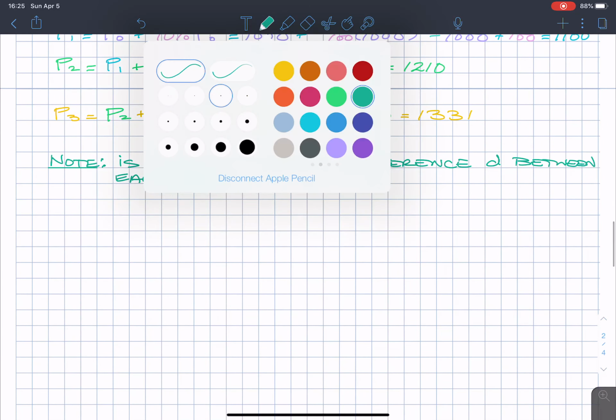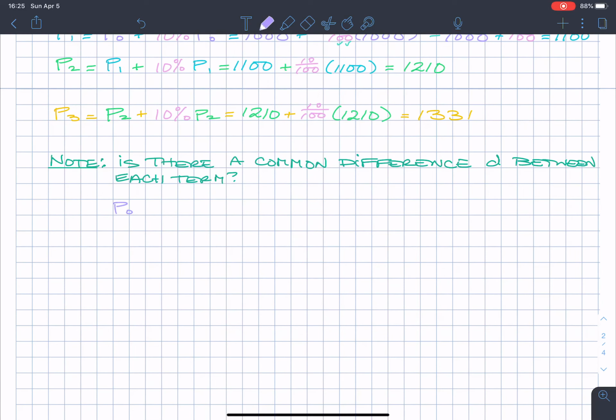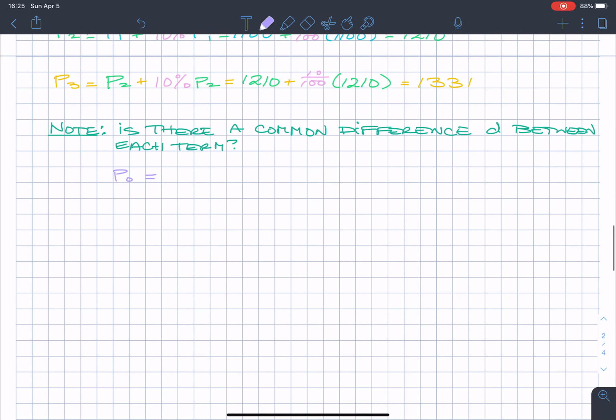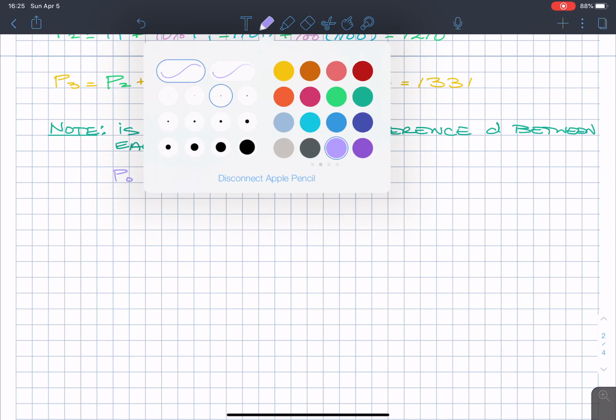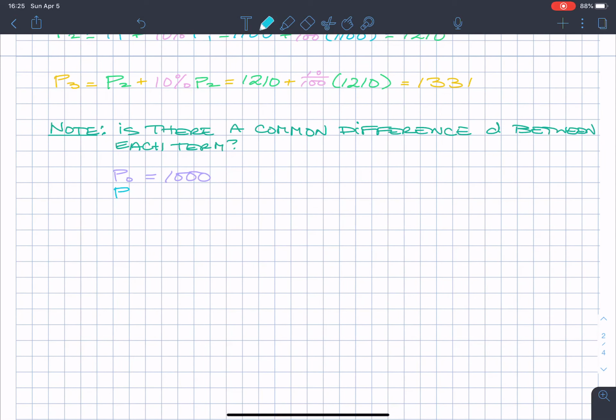Well, let's see. If I have P naught equal to 1,000, P1 was 1,100. So this difference is 100, right? P sub 2, however, was 1,210. So to go from 1,100 to 1,210, this difference is going to be 110, right?